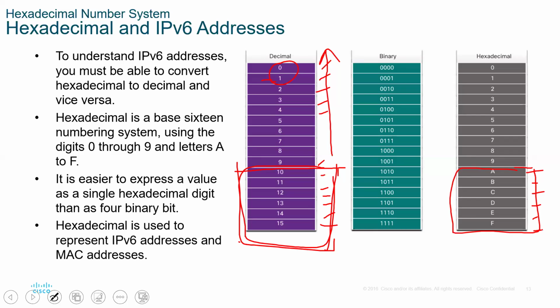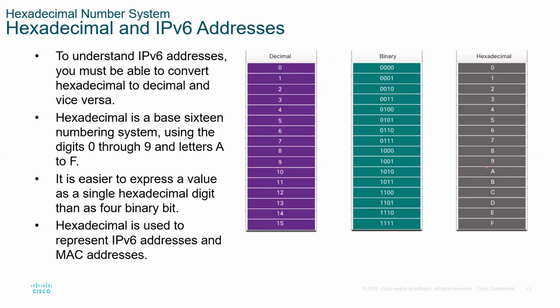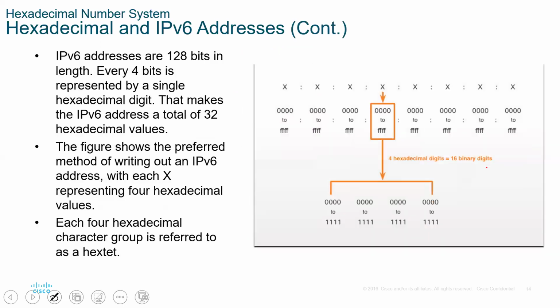Okay, just as you have these decimal values, we have done conversion of decimal to binary. So if I have this decimal value, I'm converting them to binary. This is what I'm going to have. All right. So if I have 10 here, this is the conversion of 10 to binary. So it means that this same 10 is the same as A in hexadecimal. Now, IPv6 uses 128 bits in length. Every 4 bits is represented by a single hexadecimal digit.